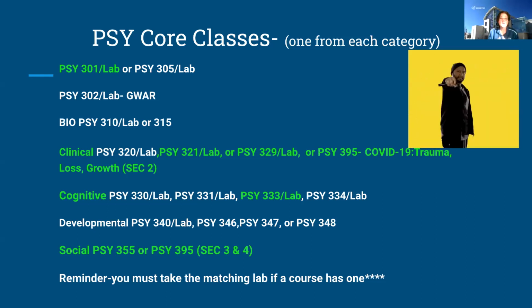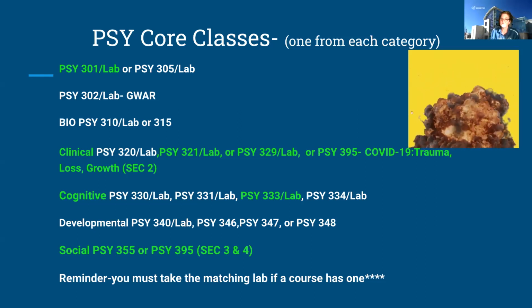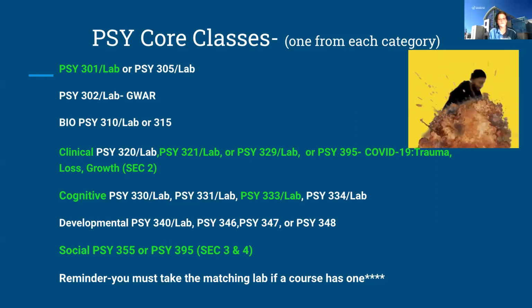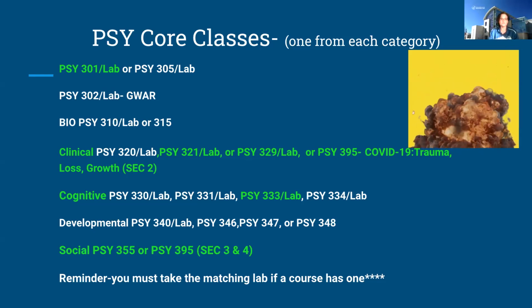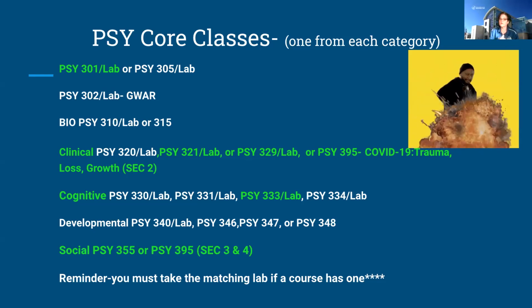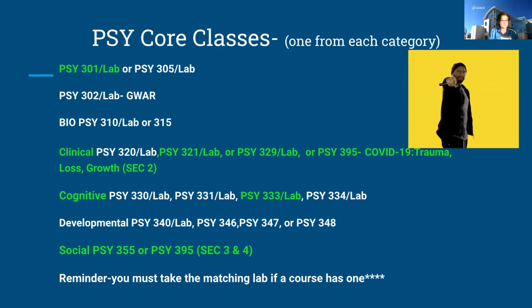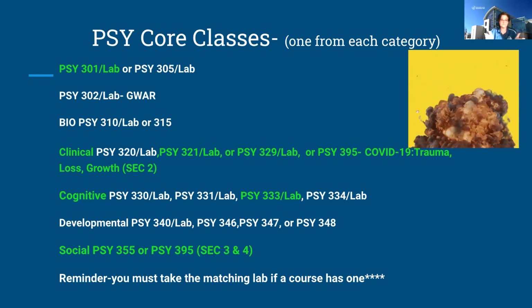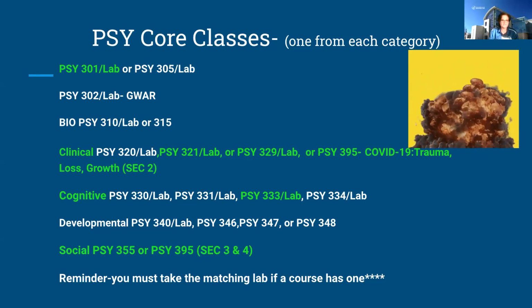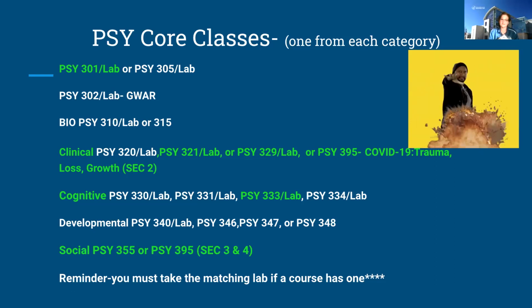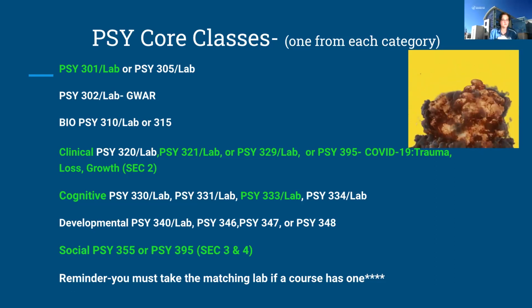For cognitive psych, right now the class that we have open is Psych 333 plus the matching lab, which is Cog Neuroscience. We do have other options. They're just not open for the spring semester. For developmental psych, you need something in the 340s. Developmental psych is closed as of now for spring. But for social psych, we do have social psych and social justice, which is Psych 355. There's no lab that goes with that.